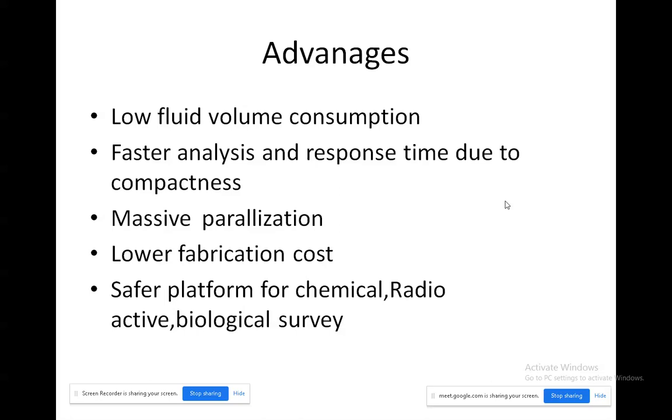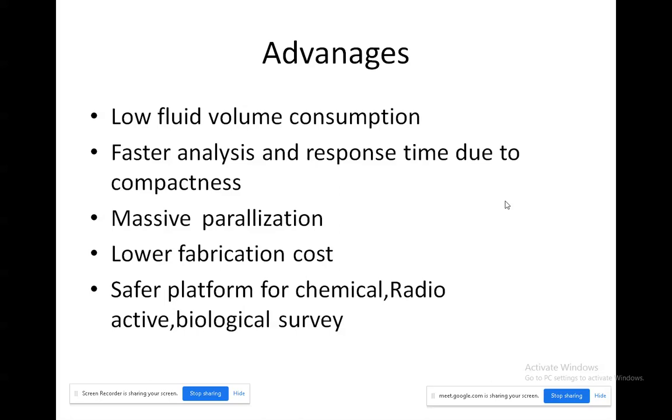And then a safer platform for chemical, radioactive, biological surveys. So you can use the device for all chemicals, that means for sending fluids, medicines, radio signals, biological signals, anything else. Okay, biological survey means if you want to measure the temperature value, pressure value, ECG value, anything else, it can be used.